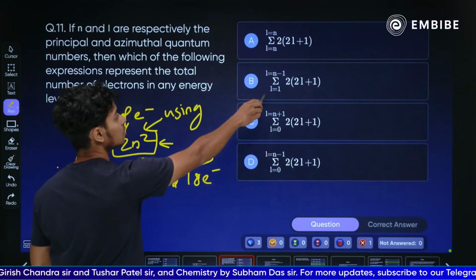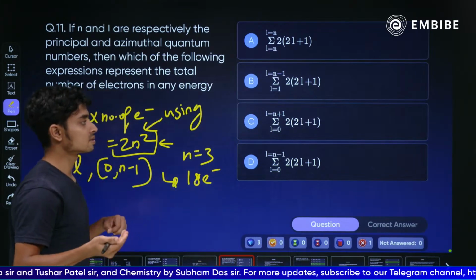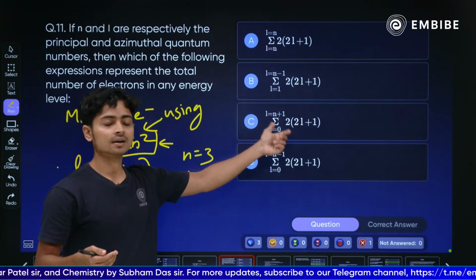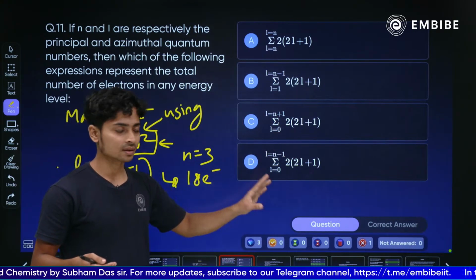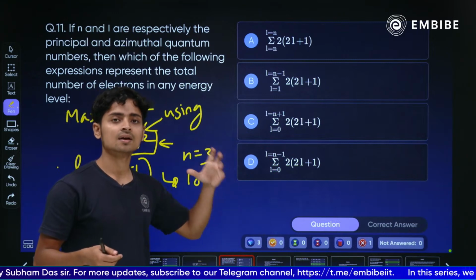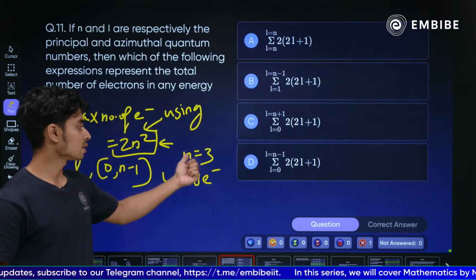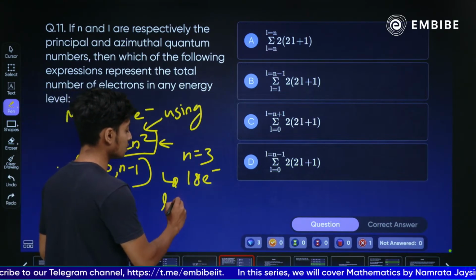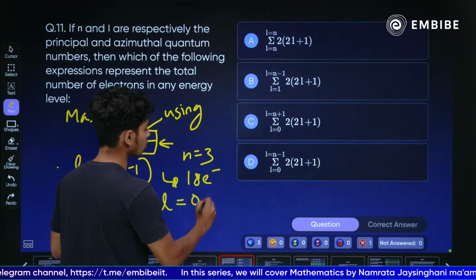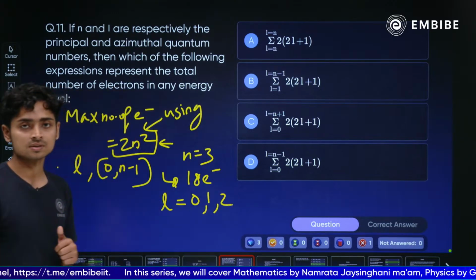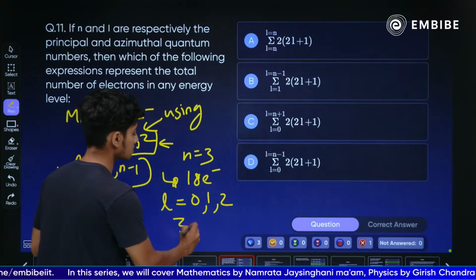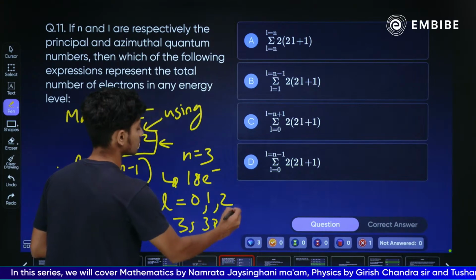So obviously L equal to 1 and L equal to n cannot be your answers, and L cannot have a value greater than n plus 1. The only option which is correct here is 0 to n minus 1, because L for a given n value can only have values ranging from 0 to n minus 1. Like if you take n equal to 3, your L can be 0, 1 or 2. So you can have 3 subshells. They can be either 3s, 3p or 3d subshell.